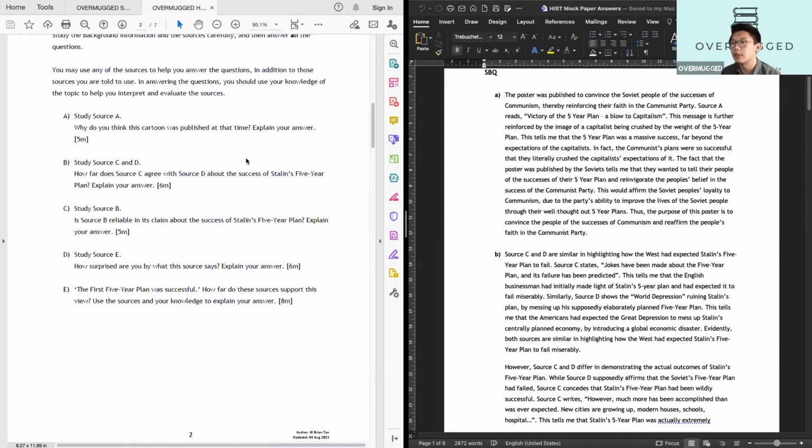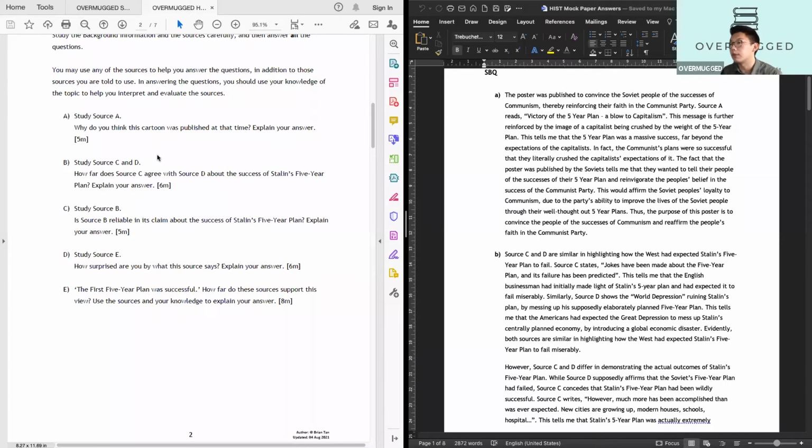Moving on to the next question. How far does source C agree with source D about the success of Stalin's 5-year plan? Explain your answer. So this is quite a straightforward comparative kind of question. It basically requires you to state the similarities and differences. So for a similarity and difference kind of question, to understand the question demand, you first have to look at the phrasing of the question.